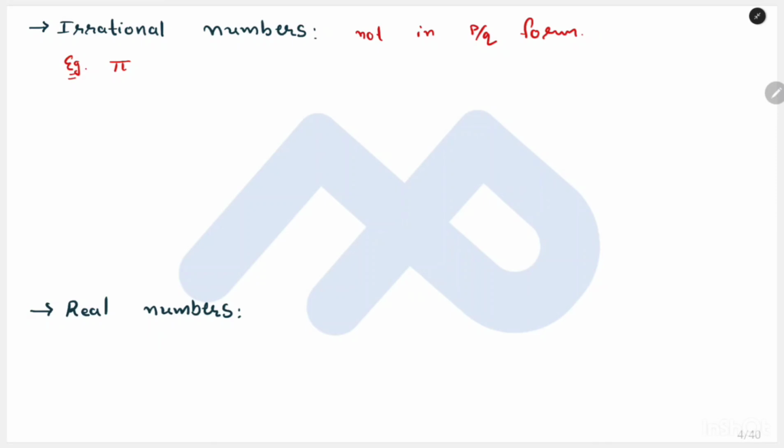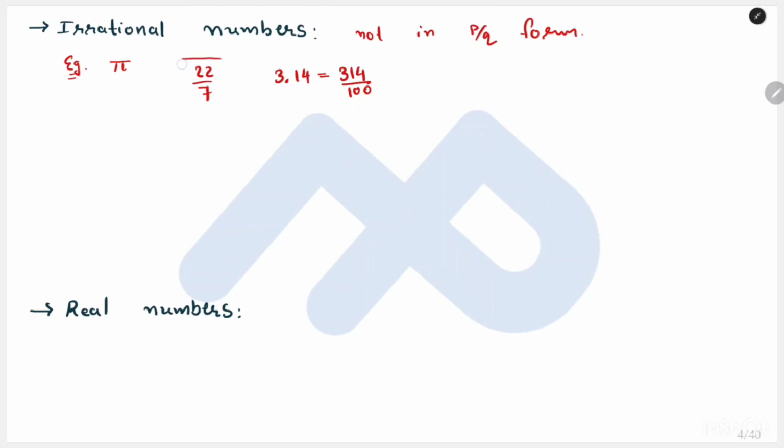And for simplification of our calculation, we take the value of pi as 22 by 7. Now if you see 22 by 7, it is already in p by q form. Then how is pi irrational? Or sometimes you take pi as 3.14, which is a terminating decimal after two digits and can be converted into p by q form easily, that is 314 by 100.